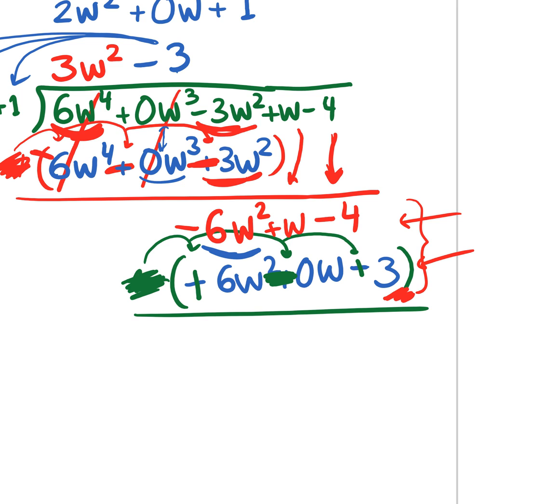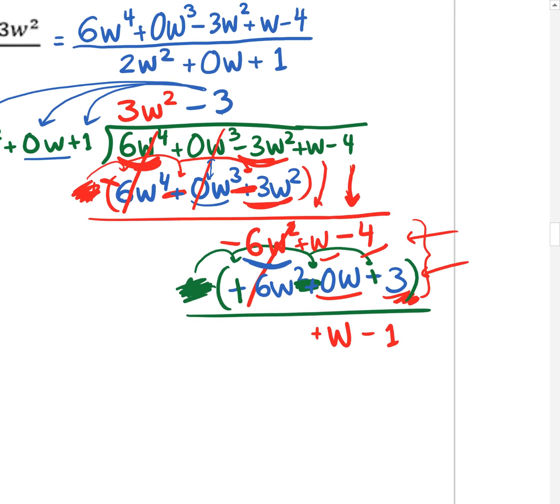Negative 6w squared plus 6w squared is nothing. Positive w minus 0w is still positive w, because it's like 1 minus 0. That's still 1. And we have negative 4 plus 3, that's negative 1. Alright, now that there's nothing left to bring down, we must be done.